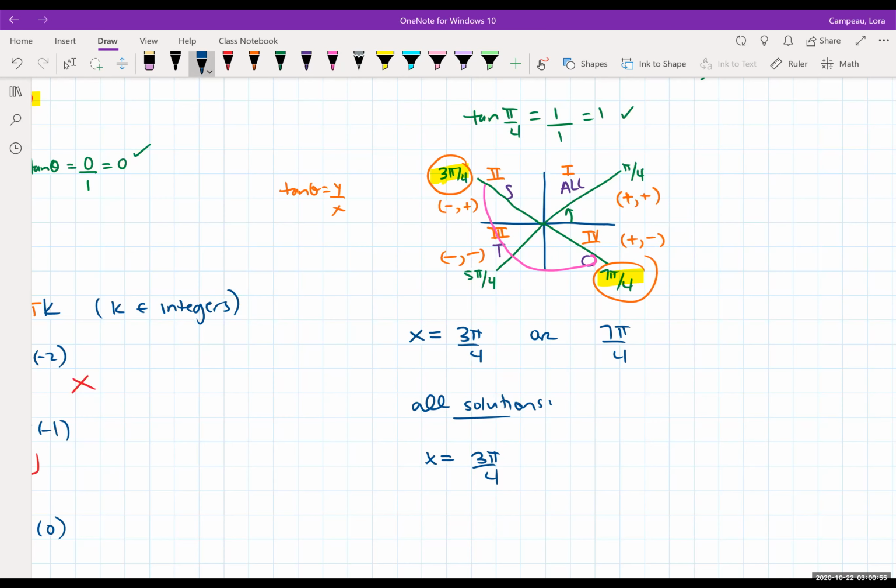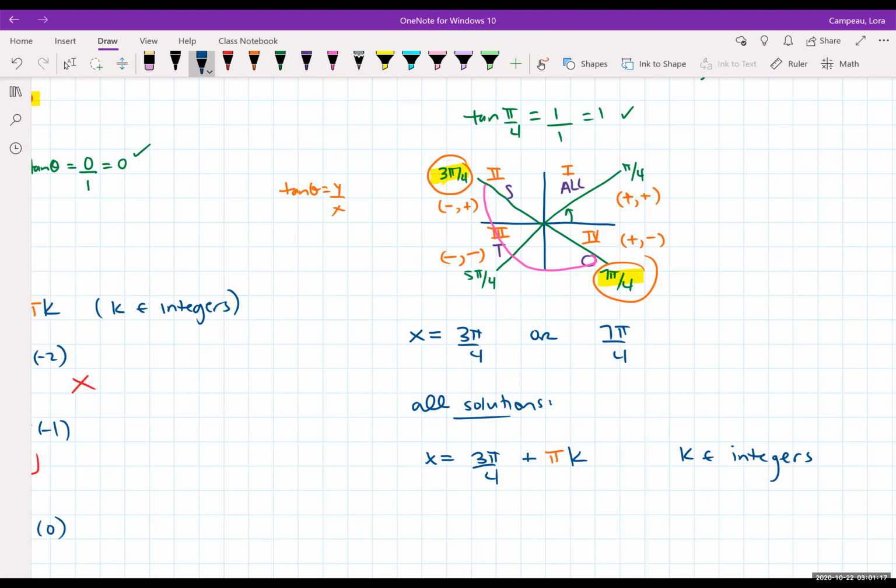So again, if we're looking at 3 pi over 4, we'll add on pi times k. And I use k as standing for integers. I think sometimes people use n. I guess this is the way I learned it, so I'm stuck with it for the rest of my life. So k is an element of the integers.